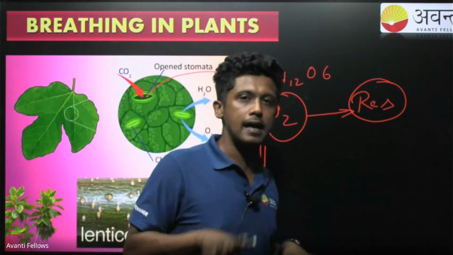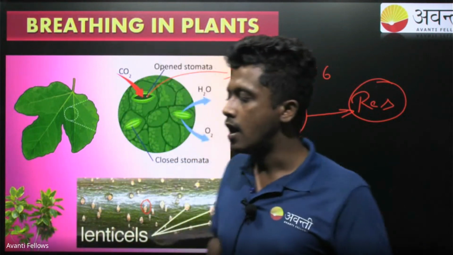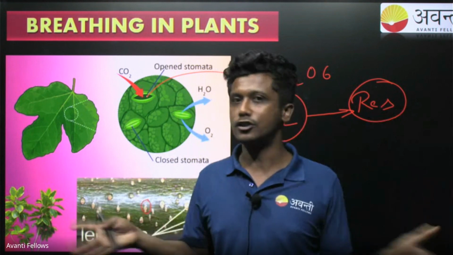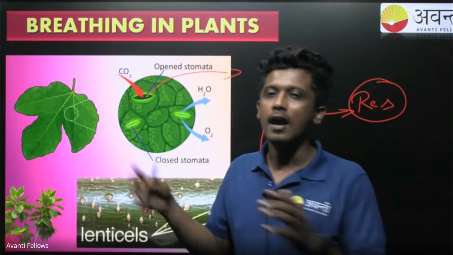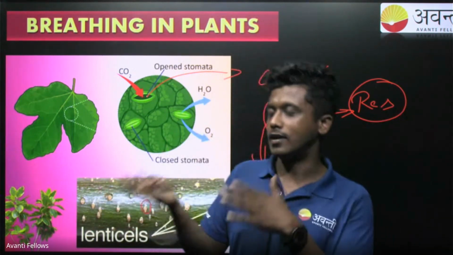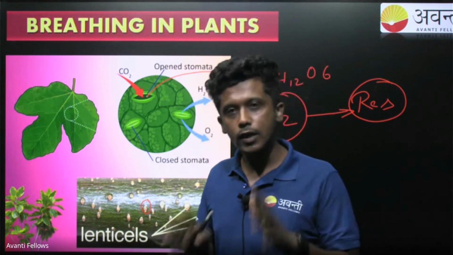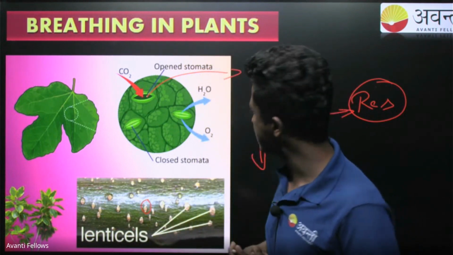So if you look at plants and compare them with animals, plants do not require as much supply of oxygen as animals. Animals require much larger amounts. Okay, did you understand this?